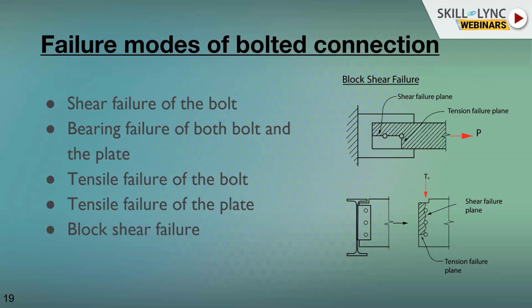You can see the image over here of block shear failure. Whenever excess load comes in, some portion of the entire steel member will fail like a paper because of the load. That's how the failure modes occur. Next slide, please.